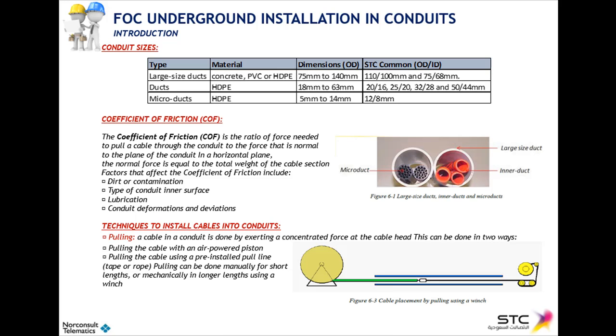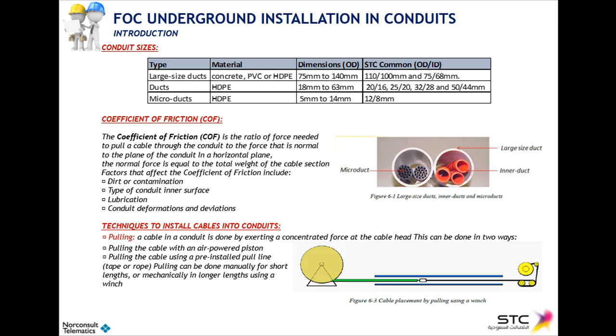The large sizes are considered from 75 millimeters and above. In telecom applications, it's rare that we go beyond 14 centimeters outer diameter, but in STC specifically we only use two types of large-size ducts, most commonly used for copper networks. They are the 110 millimeter and the 75 millimeter. Again, in the market for standard ducts, we typically have between 18 and 63 millimeter ducts.